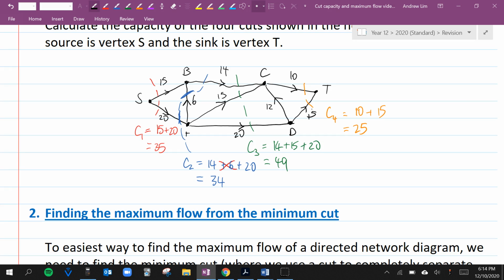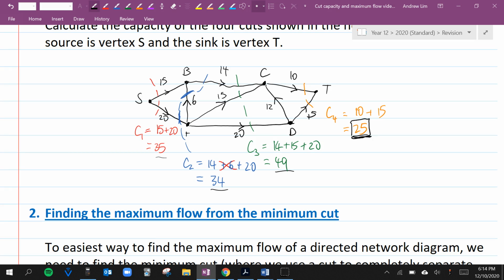So at the very beginning, cut 1, we got 35. Cut 2 was less than that. Cut 3 was the largest. Cut 4 was the smallest. Now, our job in order to determine the maximum flow is to determine what's the smallest number we can get when we're calculating our cut capacity. Because the smallest number we can get, which is also known as the minimum cut, that is the maximum flow.